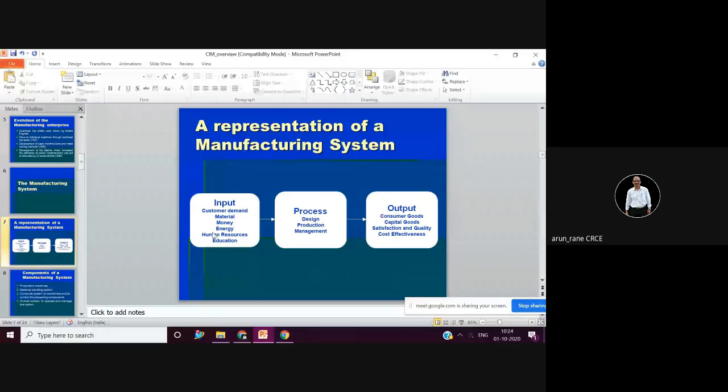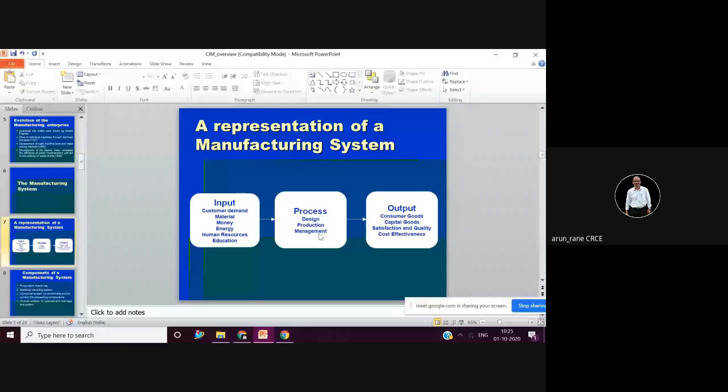As I said, input is customer demand. Against the customer demand, since this is full production, we do processing. We should have raw material. We should have funds. Then there has to be energy for driving the machine tools. Then manpower, and the man should be qualified enough to do the processing. Processing involves your design, then your production, inspection, dispatch, logistics, stores, everything. That comes under management.